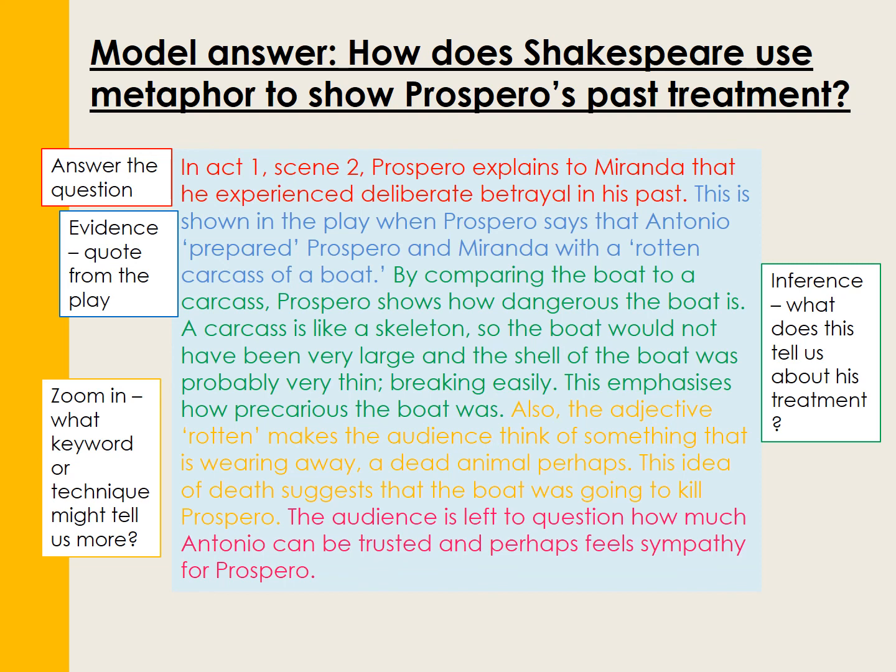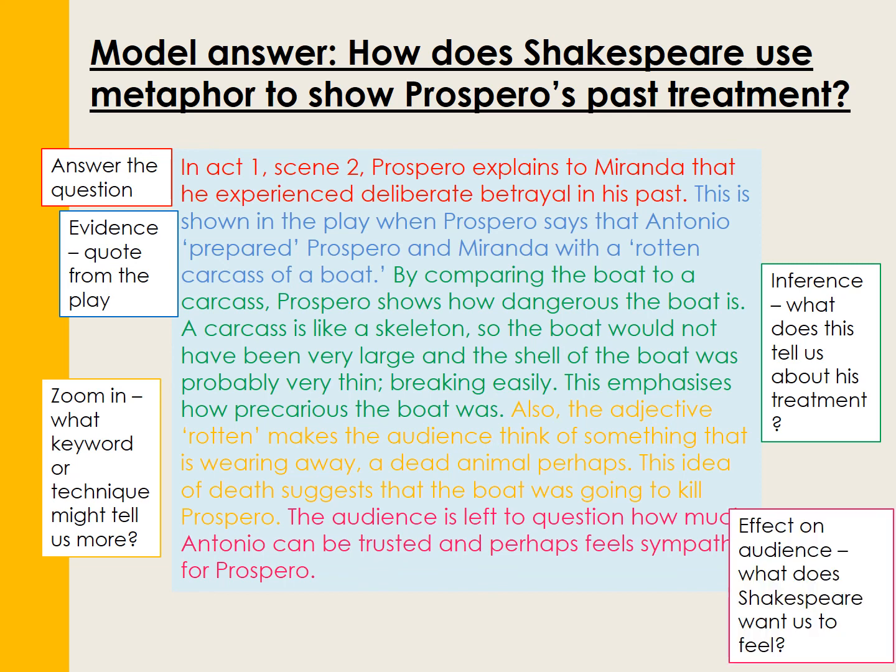And then what I've added in is the idea of it wearing away, that it's perhaps some kind of animal that's disintegrating, that horrible image. But that's what the boat is meant to look like. That's what we're meant to think as an audience. I've also talked here about the idea that links to death, and perhaps this foreshadows the death that Antonio wanted Prospero to suffer. I haven't used the word foreshadow there, but if you wanted to be really impressive, you could use that word foreshadow when an idea links to something that happens later on in the play.